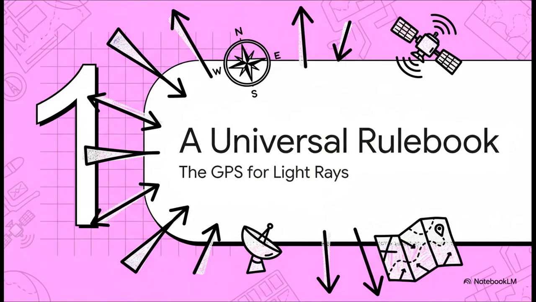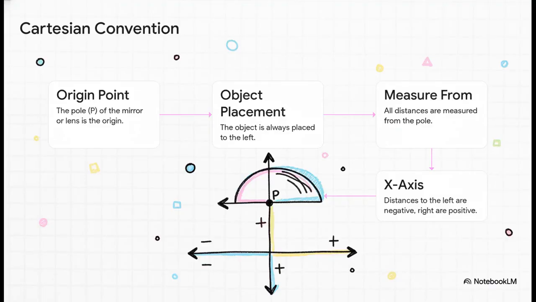Okay, first things first. Before we can even start to calculate anything, we all need to be on the same page. We need a map. Think of it like a GPS for light rays. It's a universal coordinate system, so that when I say left, you know exactly what I mean. And these are the rules of the road. It's called the new Cartesian sign convention.